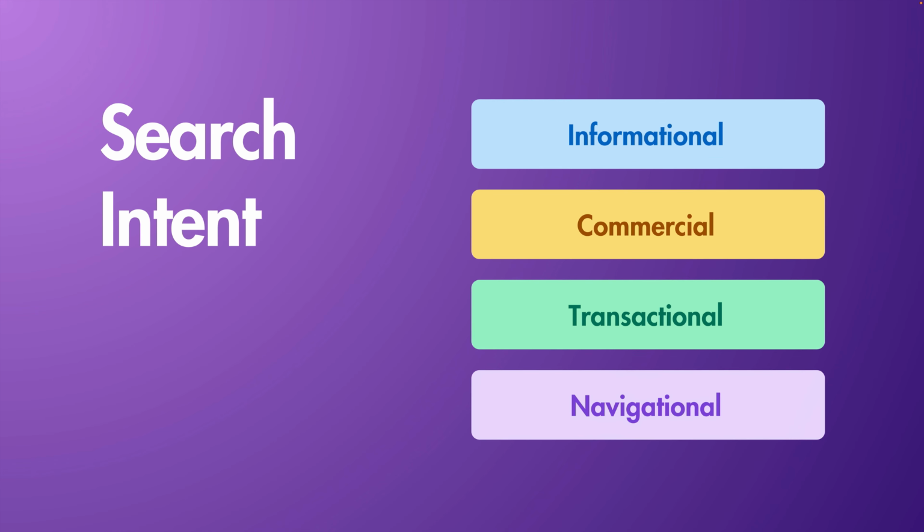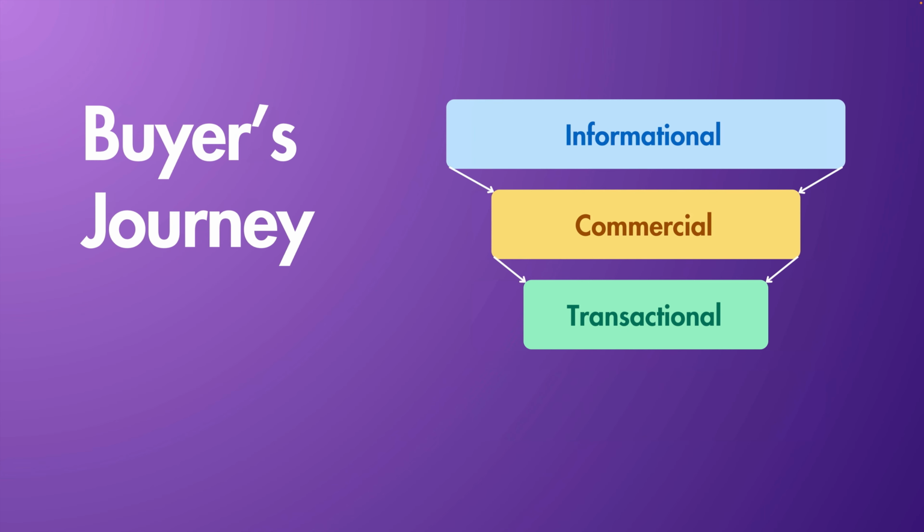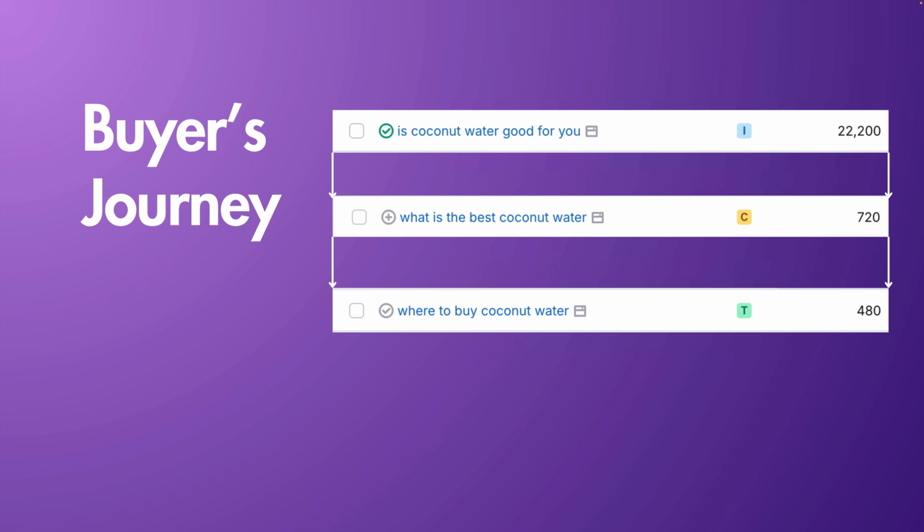Last, you have navigational. This is when someone is searching for a specific page or website. If you match your keywords and content to each stage of the buyer's journey, you'll attract the right visitors at the right time and guide them all the way to the finish line. People generally start out their journey by looking for broad information about a topic, then comparing options, and then eventually making a purchase. Here you can see those exact same keywords I just mentioned.